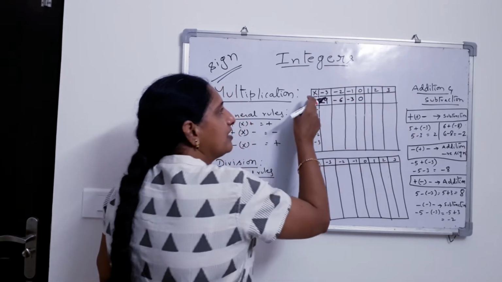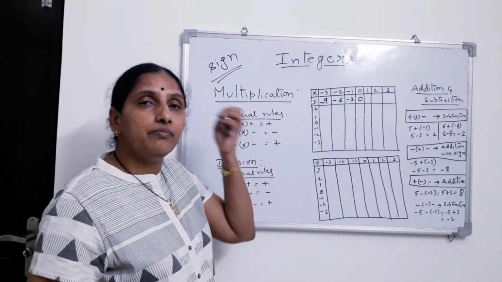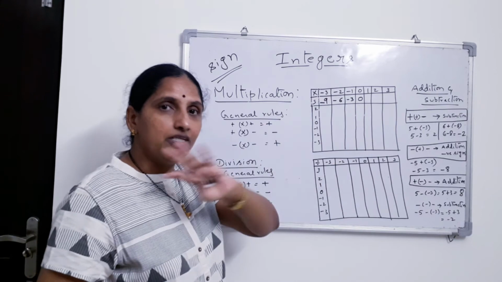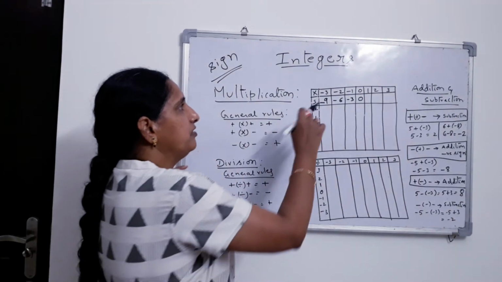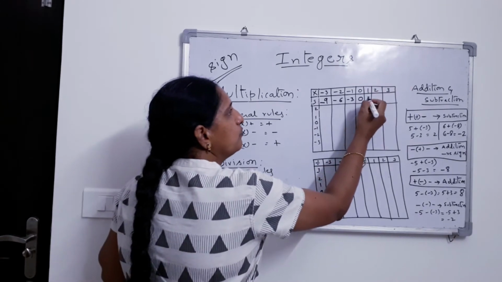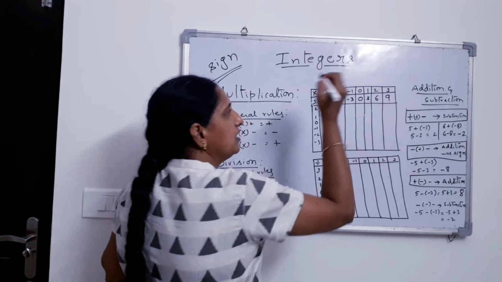3 into 0. Now don't think whether it is plus 3 or minus 3, because any number multiplied by 0 will be 0 only. There is no plus 0 and minus 0. Right? Now 3 into 1, 3. Both positive, so normal multiplication. 3 2s are 6. 3 3s are 9.